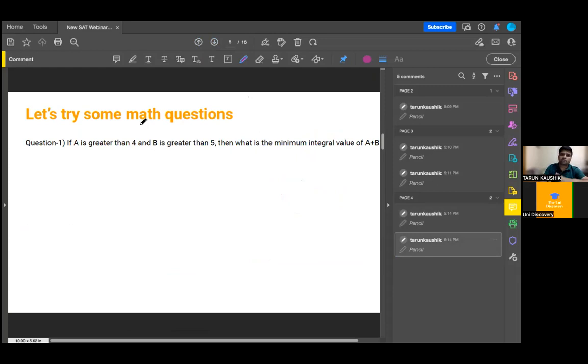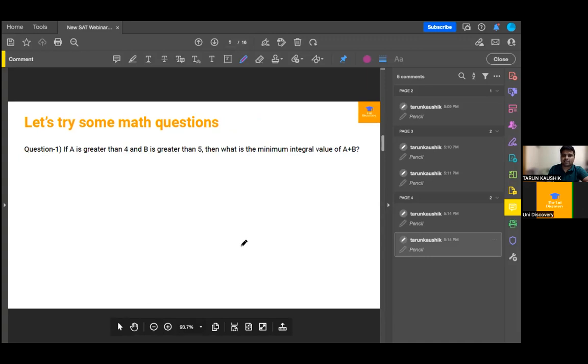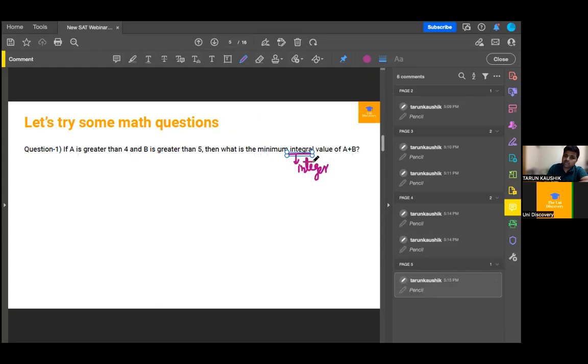Now, with the help of some questions, we'll try and see how you can arrive at the trap answer and what the correct answer should be for the questions that you are seeing in your SAT. Let's look at the first question. If we read it, it says that A is greater than 4 and B is greater than 5, then what is the minimum integral value of A plus B? Those who don't know the meaning of integral, let me simplify it. That means the sum has to be an integer value, a number without decimals.